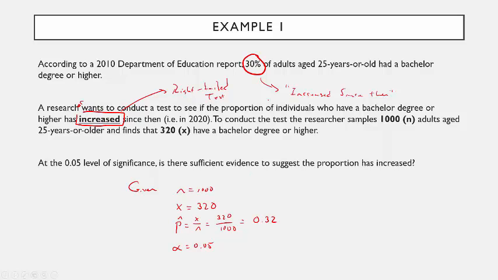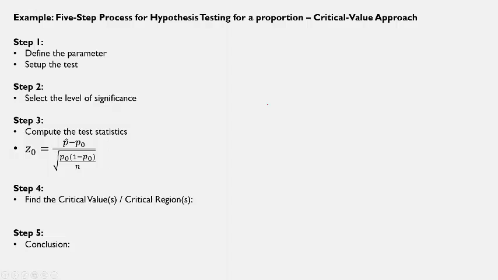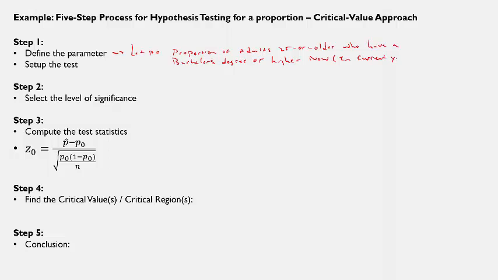All right, so let's go through the steps. Step 1, let's define the parameter. Okay, so we're going to let p be equal to the proportion of adults 25 or older who have a bachelor's degree or higher now in the current year. Okay, now in the current year, because we know what it was in 2010.